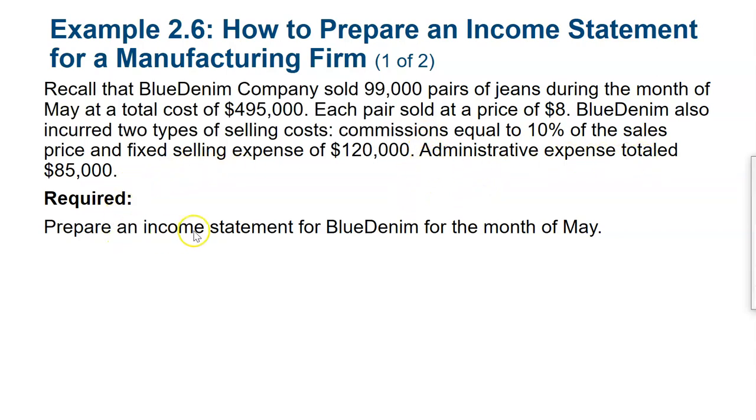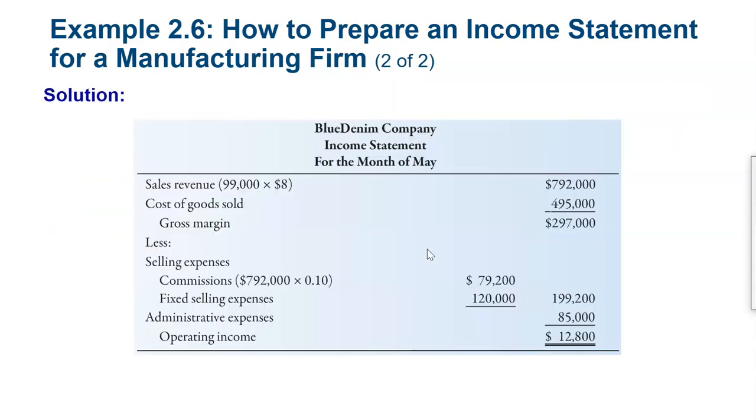So they say prepare an income statement for Blue Denim for the month of May. We could do that pretty easily, but so that we don't waste a whole bunch of time and make this video really, really long, let's just skip ahead to the next slide and analyze the activity that we have recorded on this income statement. So here we have it.